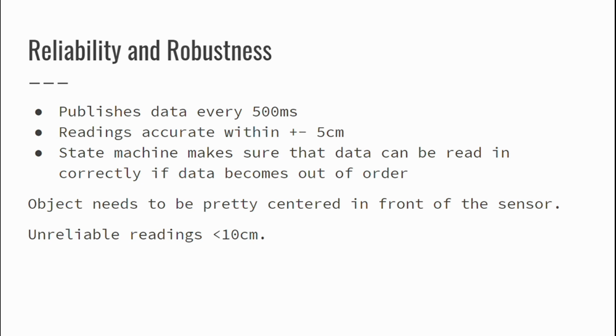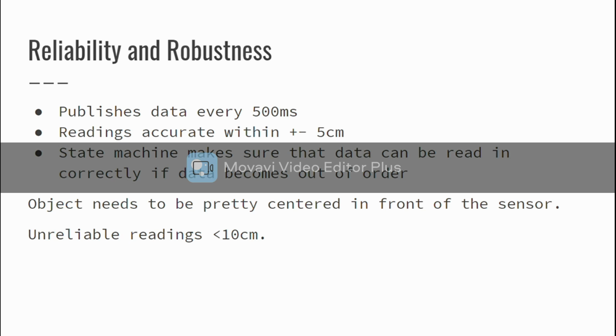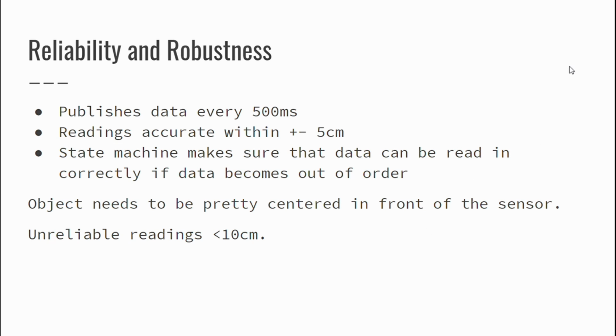and that meant that the objects that it was detecting needed to be pretty straightforward in front of it, or else it wouldn't be able to pick it up. Another downside was that anything closer than 10 centimeters would be unreliable, since most of the time it would just be detected as 0 centimeters.